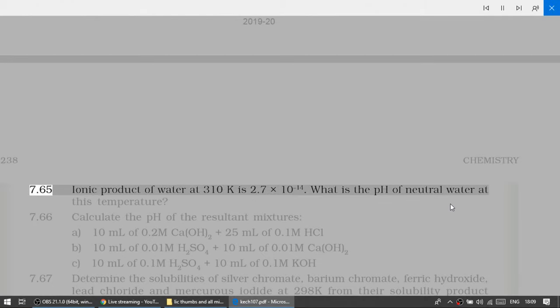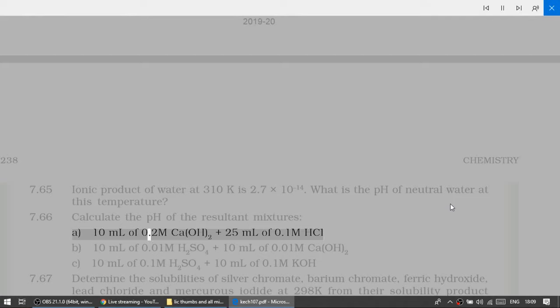238 Chemistry. 7.65 Ionic product of water at 310 K is 2.7 times 10⁻¹⁴. What is the pH of neutral water at this temperature? 7.66 Calculate the pH of the resultant mixtures.